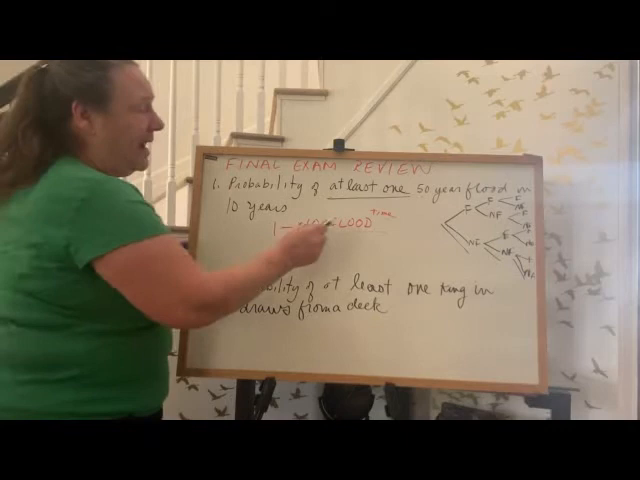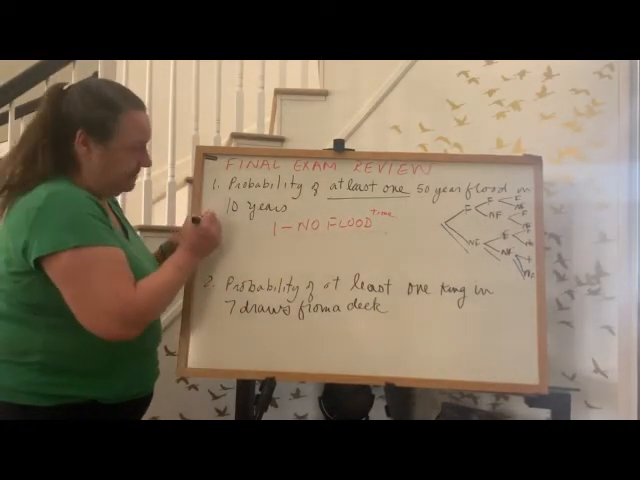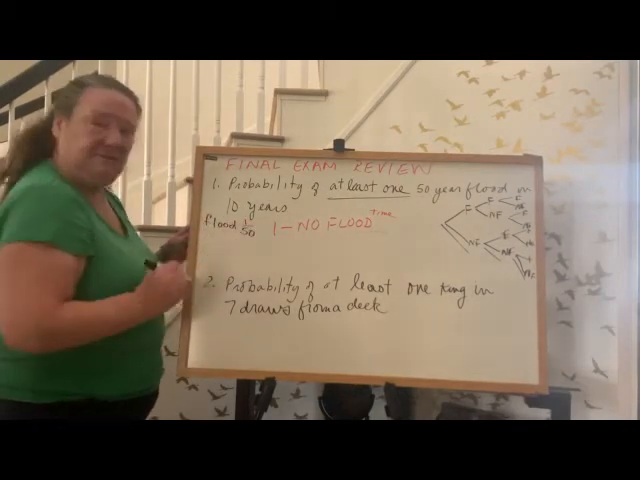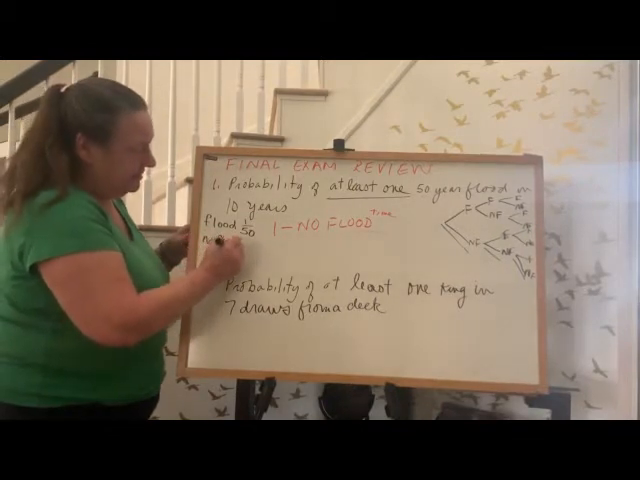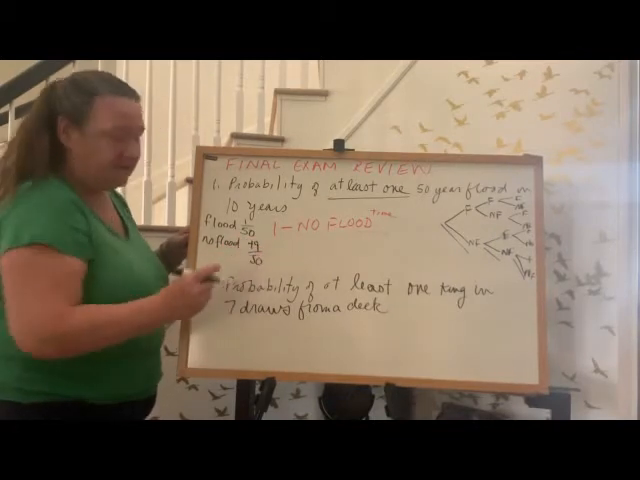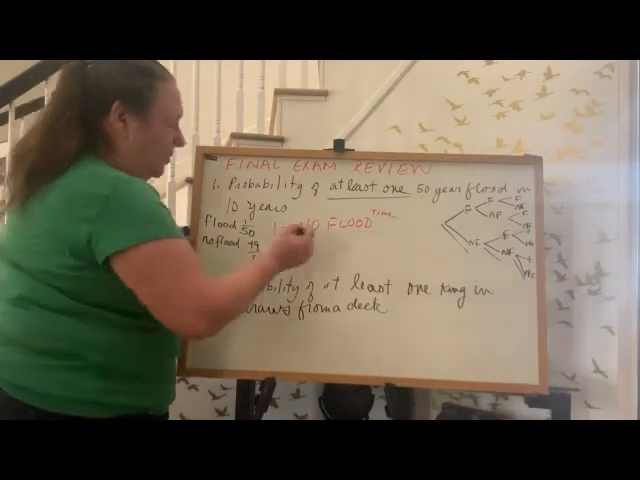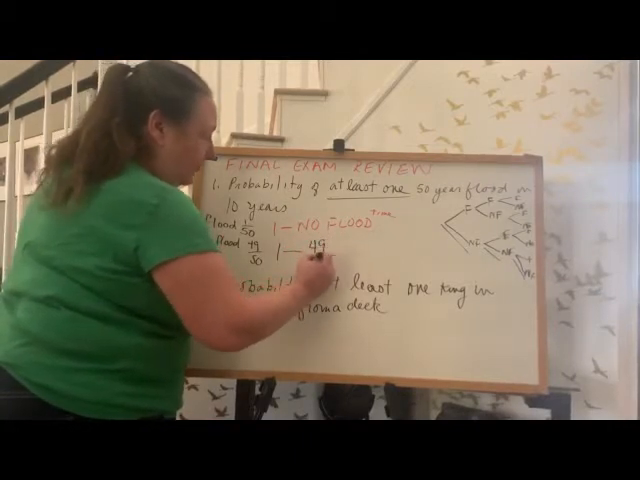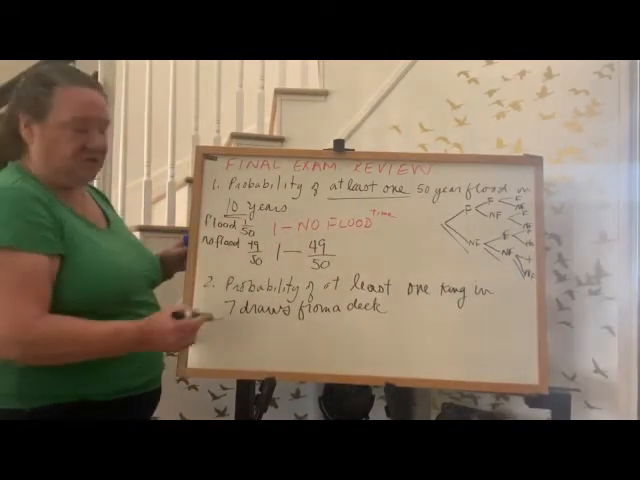So 1 minus no flood raised to the time. Well, the flood happens in 1 out of 50 years, so no flood would be 49 out of 50 years, right? Because it has to add up to 1. 1 plus 49 is 50. So this would be 1 minus 49 over 50 to the time frame, which is 10 years.